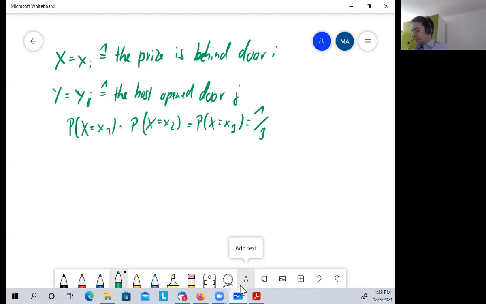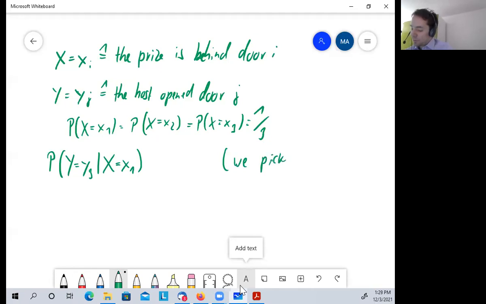And now comes the interesting part. So now we can discuss some conditional probabilities. The first one is: the host has opened door 3, given that the prize is behind door number 1, and what you need to know is we picked door 1. Without loss of generality, we pick door 1. If you pick another door, it doesn't matter. So we pick door number 1.